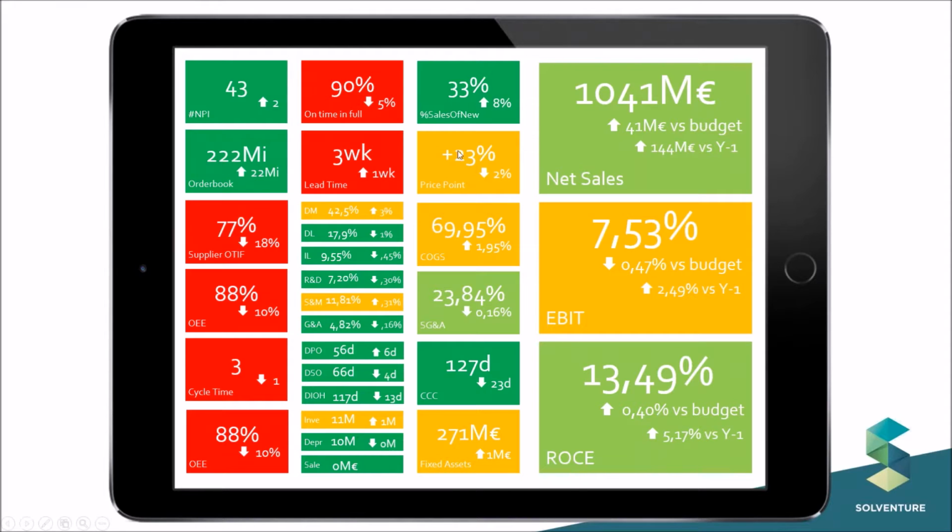Maybe we had some bigger contracts for which we have to do some price reduction. So this side is looking very good. We see a lot of red over here. Because we are so successful, we really have difficulties to supply in time. Our lead time is at 3 weeks, which is 1 week higher than the target. Our on time in full is only 90%, which is 5% below target.